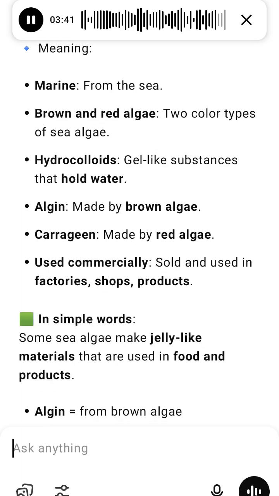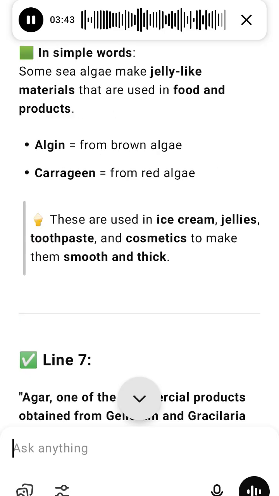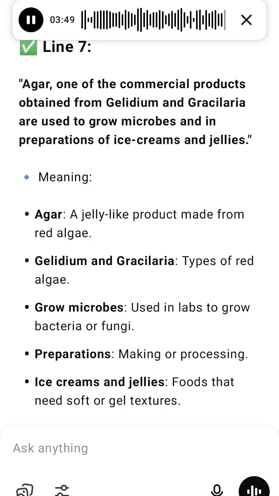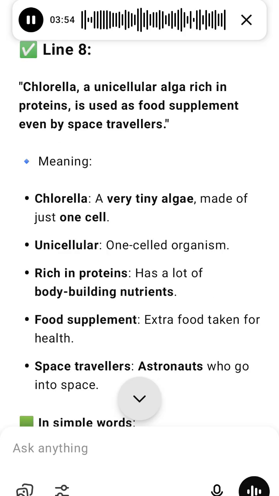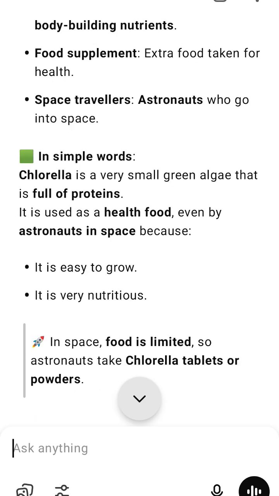5. Algae give us useful substances for industries and products. Some brown algae, like Laminaria, and red algae, like Gracilaria, make special jelly-like materials called hydrocolloids. They hold water. 2 important examples: algin from brown algae, carrageenan from red algae. These are used in ice cream, toothpaste, jellies, cosmetics, and even medicine to make products thick or smooth.